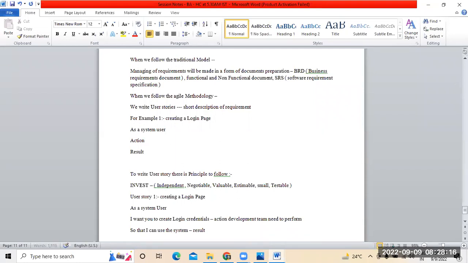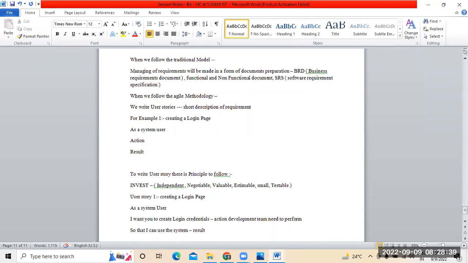Development team need to perform, right? So system user want to use the system. Using the system is what the result by the system user. So if you want to do that, what is that you required? You need to have login credentials. If you don't have login credentials, you can't do anything. So creating login credentials is what an action development team has to do.